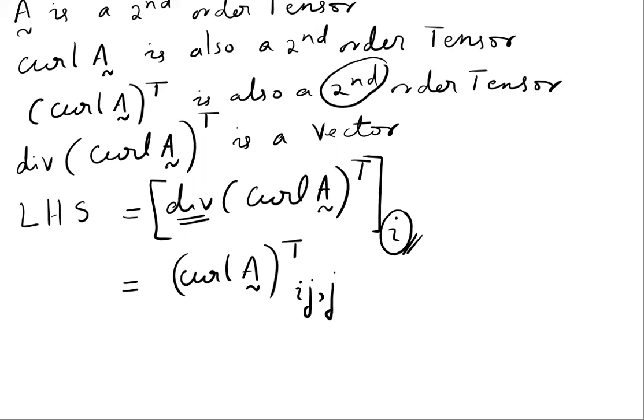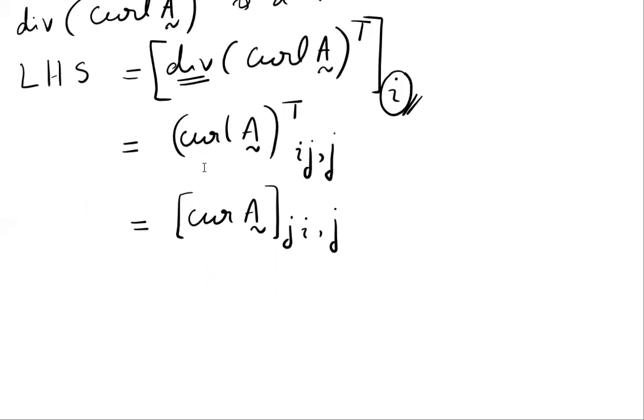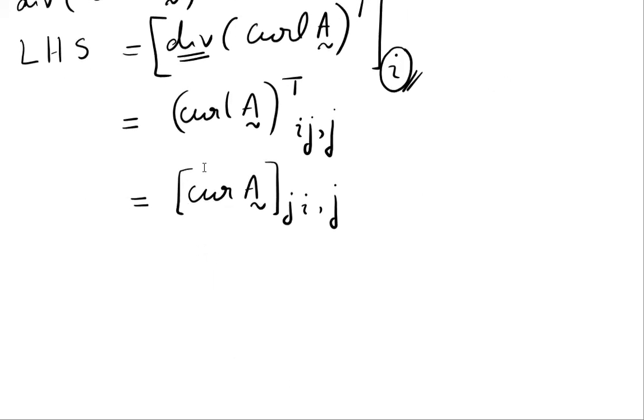Now, that is equal to, now I'll remove the transpose. So, curl A, I'm removing the transpose. That means what are we doing? We are interchanging rows and columns. That means we are interchanging the suffixes I and J. So first J, then I, comma J, because we have removed the transpose. So removing transpose means interchanging of rows and columns. So interchange I and J. So J, I, comma J as it is.